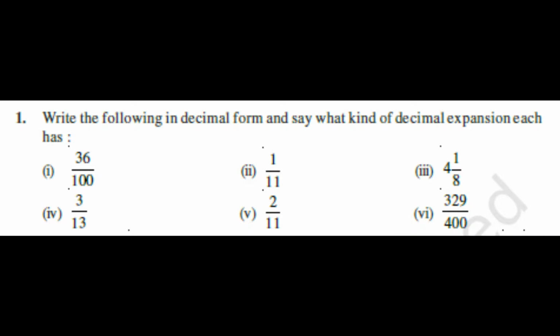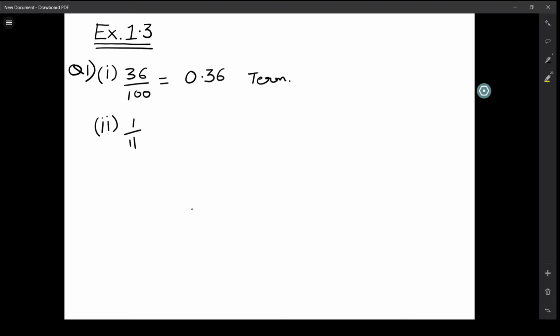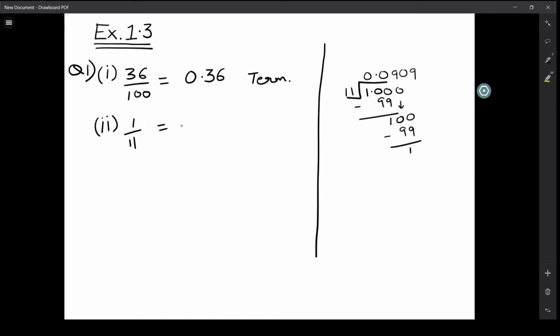Second part is 1 by 11. Now if we divide 1 by the number 11, and I'll just use this part of the sheet for my rough calculation. So this will be of the form 0.0909 and so on, which means the 09 will keep repeating itself. So we can say that this is a non-terminating expansion, but it is recurring.